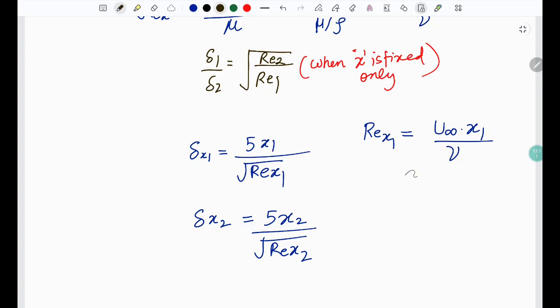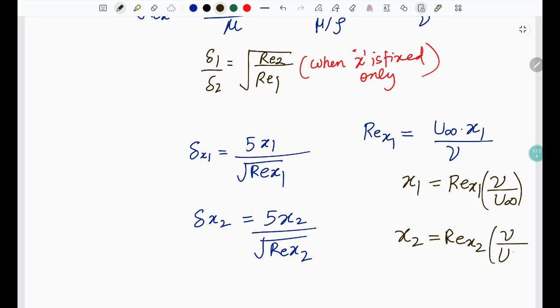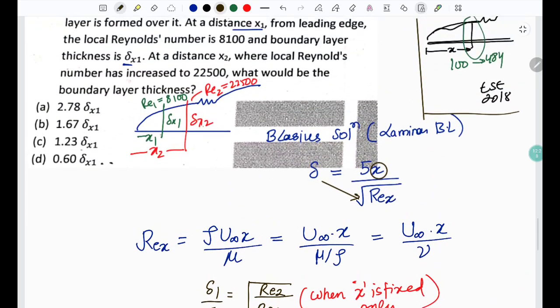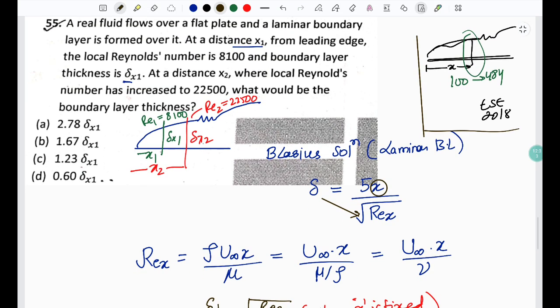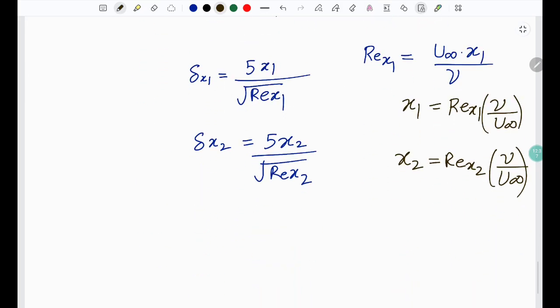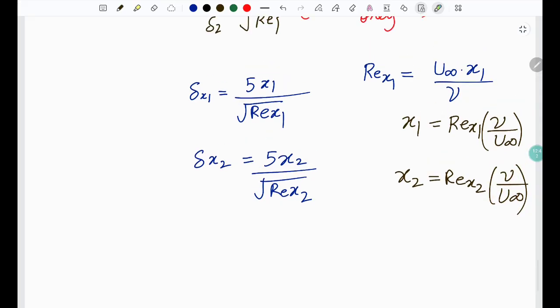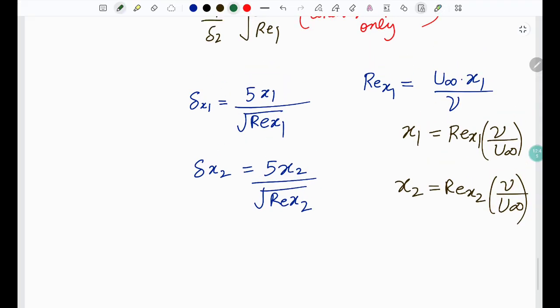Now from here we can write x1 as Re x1 nu over free stream velocity. Similarly, x2 can be written as Re x2 nu over u infinity. Since the question doesn't mention anything else and the flow is only on that flat plate, the free stream velocity and the kinematic viscosity for this fluid will be constant.